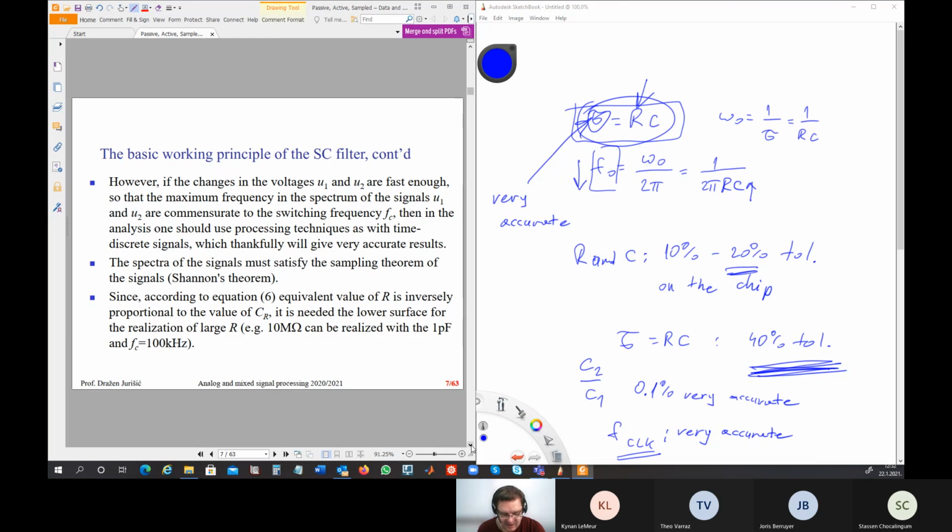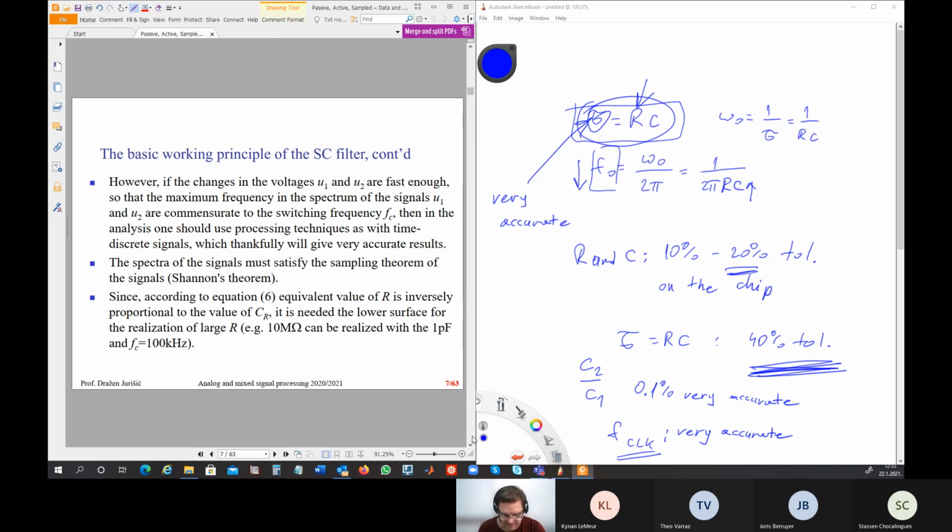If it is not, if the spectrum of the observed signal has very high frequency, near to the clock frequency, then we must be careful that the spectrum of the signals satisfies the sampling theorem, let's remember, Shannon's theorem. In this case, we cannot just replace the resistor by a capacitor with two switches. We must solve all the switched capacitor circuitry using Z transformation, the way we know to solve discrete time systems. So it's not quite easy, but it's very accurate.